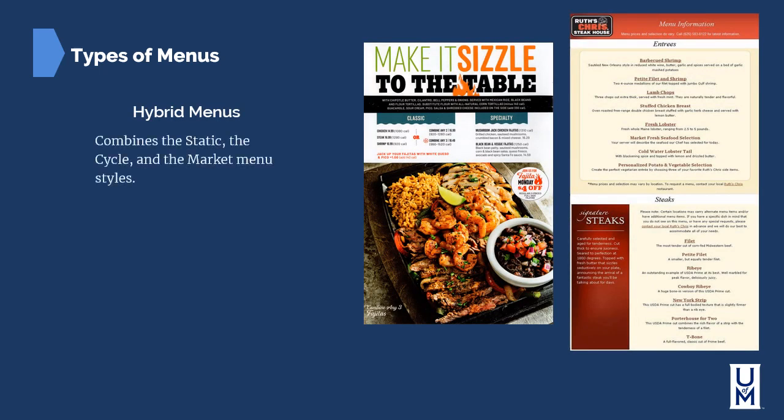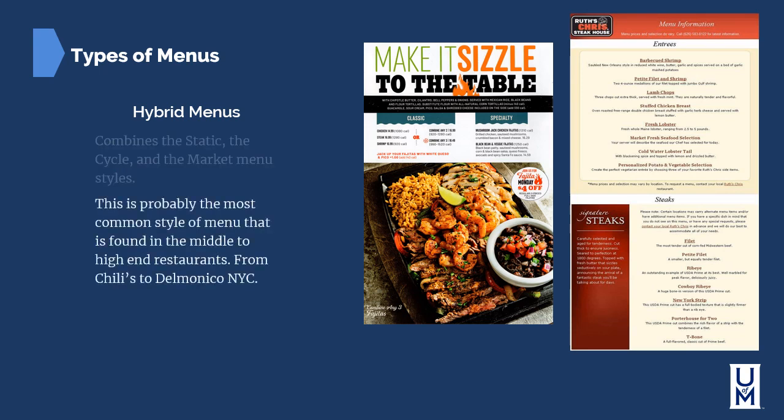Hybrid menus are those menus that combine the best qualities of the static, the cycle, and the market menu styles. This is probably the most common style of menu that is found in the middle to high-end restaurants, from Chili's to Delmonico's in New York City.